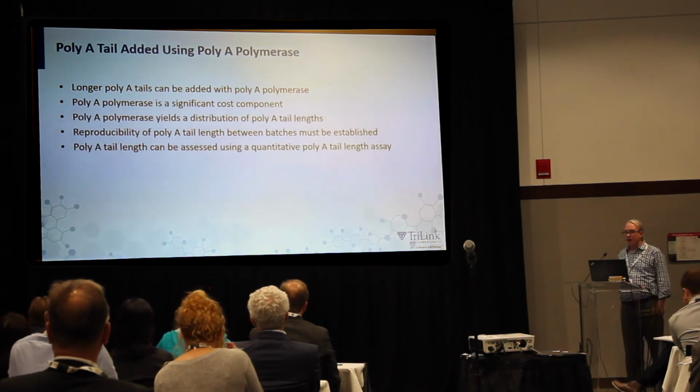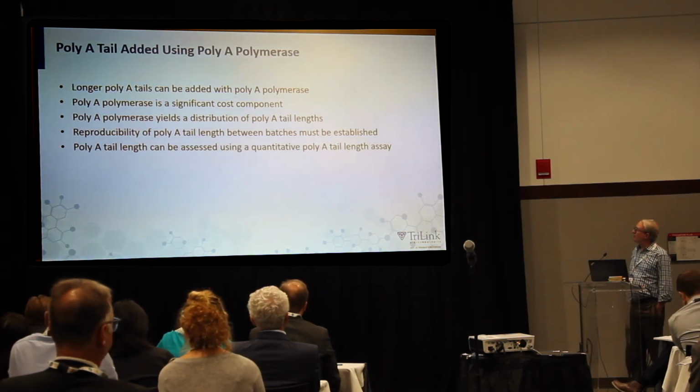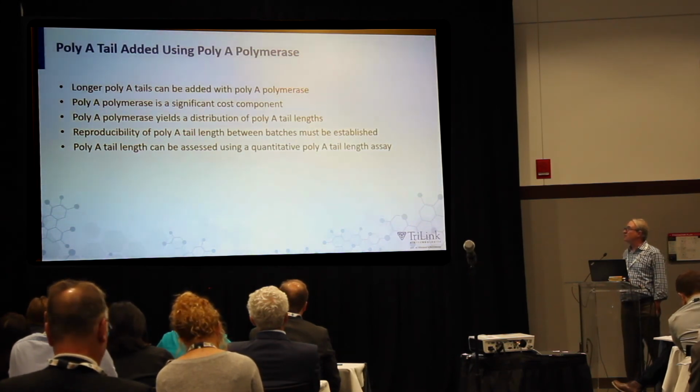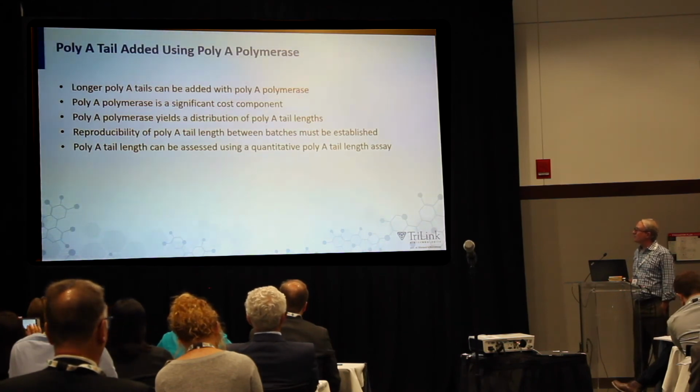Alternatively, you can use an enzyme called poly-A polymerase to add the poly-A tail. This can give you much longer poly-A tails. We've seen poly-A tails in the thousands if you really want to push it. But there's a significant cost component to poly-A polymerase, and it gives a distribution of poly-A tail lengths. And so you have to worry then in a manufacturing process about the reproducibility of the poly-A tail length addition.